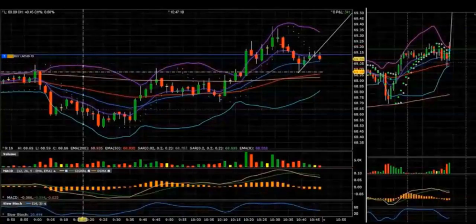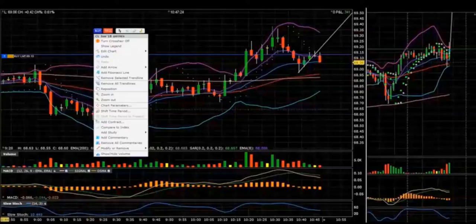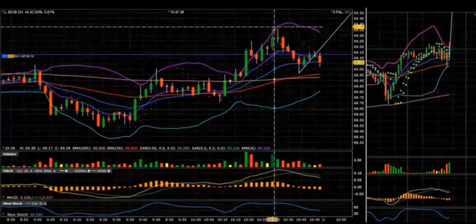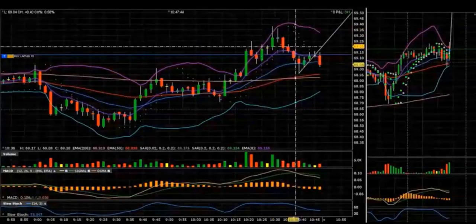Might pull back down to the 20 moving average. If the 20 holds it, which it did not, or this could be a continuation of the downtrend. So we have to wait and see.